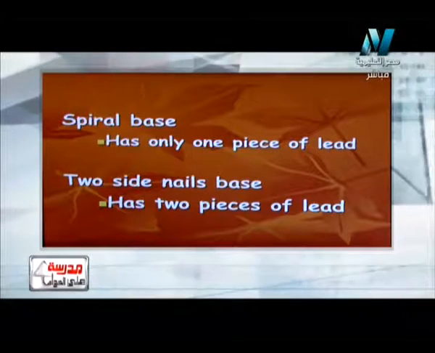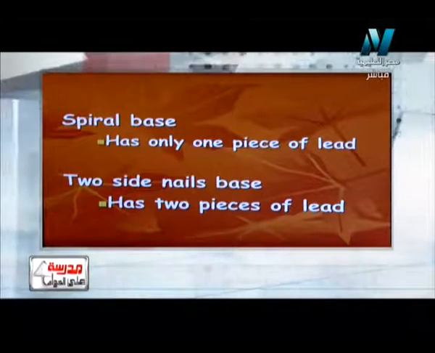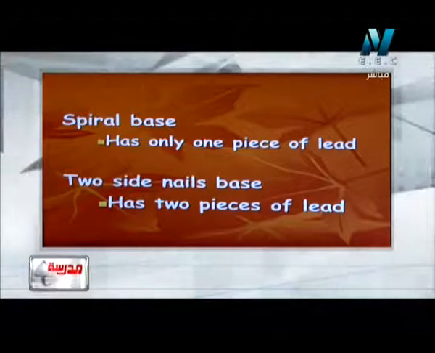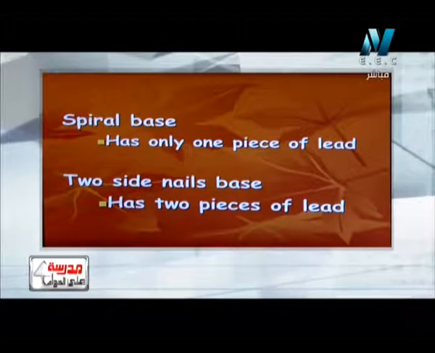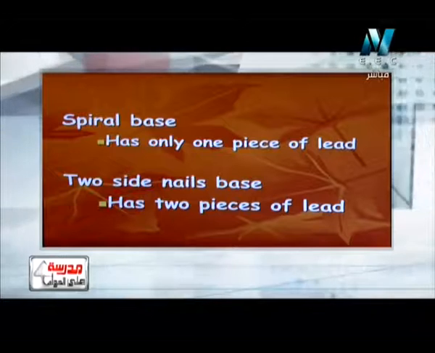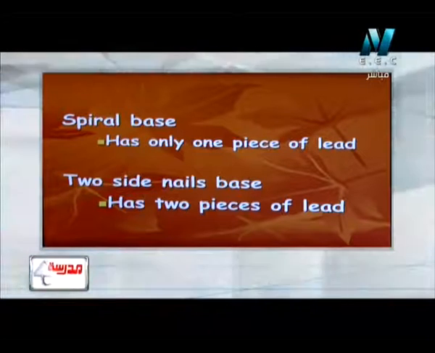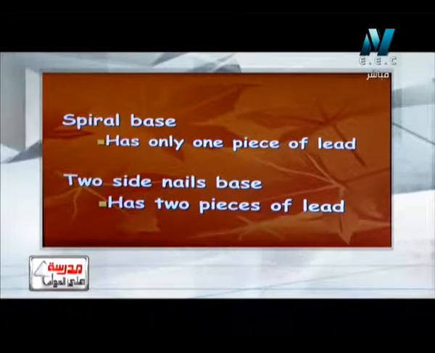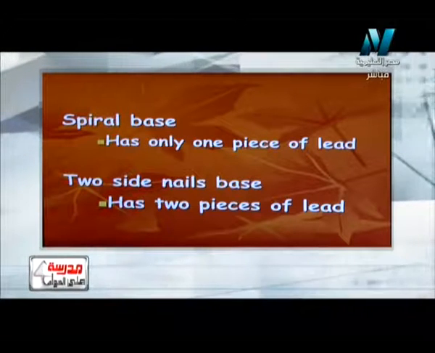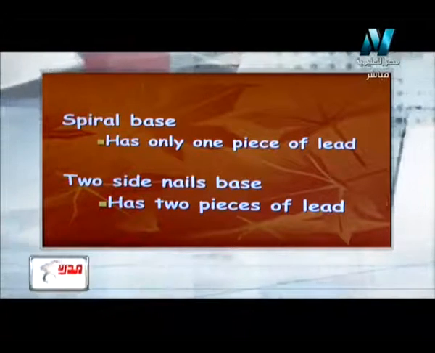What's different between them? A spiral base has only one piece of lead. هي عندها قطعة رصاص واحدة. And the two-side nail base has two pieces of lead. يبقى الفرق بينهم مهم جدا إن أعرف إن ال spiral base has only one piece of lead, but the two-side nail base has two pieces of lead.